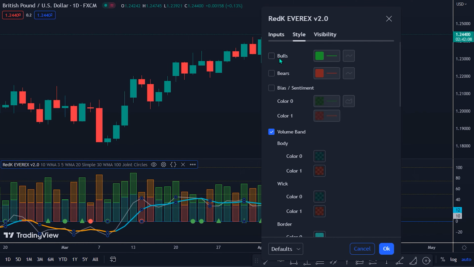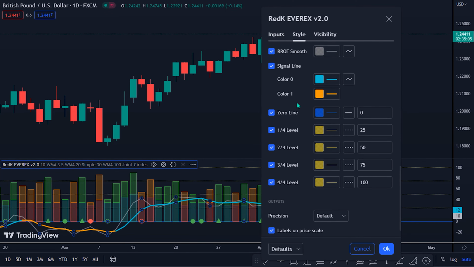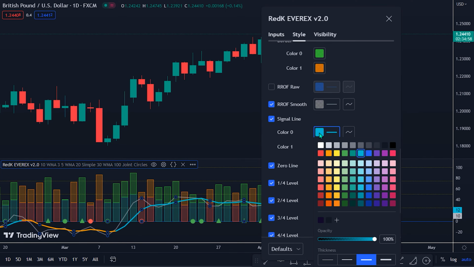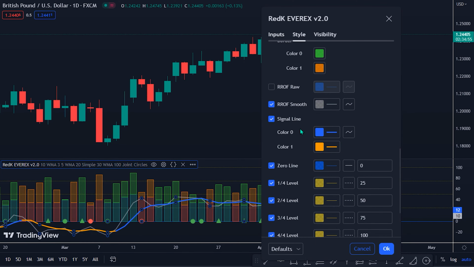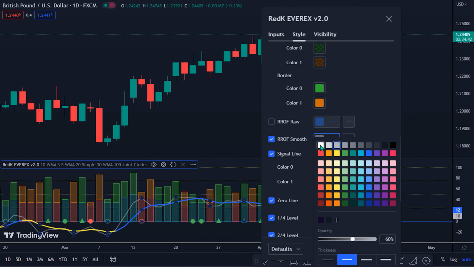Under the Style settings, you can decide to modify the bulls and bears colors, the bias/sentiment color, the volume band and body color. As you can see, there are also more available options for color settings. We will modify the signal line color for easy detection of buy and sell signal confirmation with this trading indicator. I will modify the color 0 to blue and the color 1 to yellow. Next, let's change the RROF smooth line to white color. We need to increase its opacity to 100.